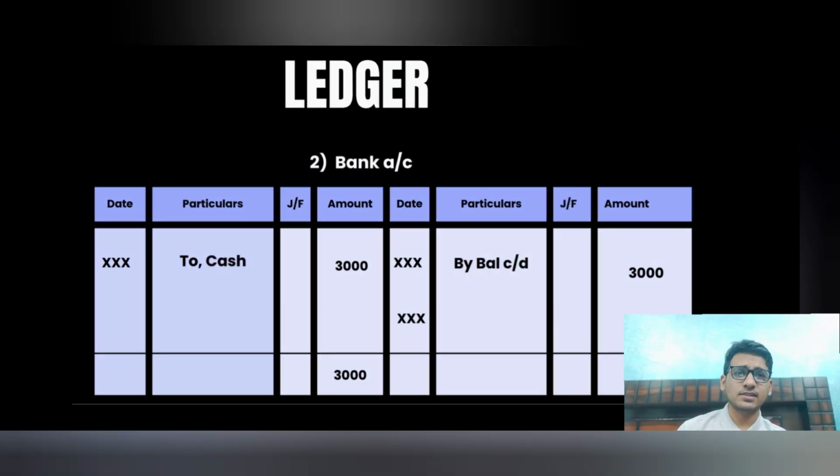Now secondly, under the bank account we have written 'to cash'. We only have one journal entry associated with bank, which is bank account debit to cash account. That is why we have written 'to cash', which is 3,000 rupees, and the difference of the amount is 3,000 rupees. That's why we have written 'by balance c/d' 3,000 rupees, which is the balance amount. And remember, both the amounts have to be equal, so 3,000 is equal on both sides.